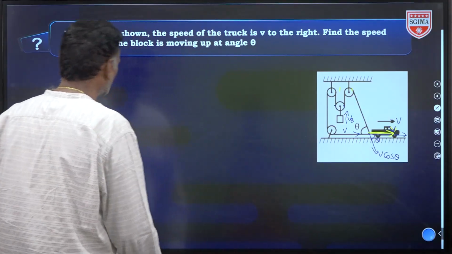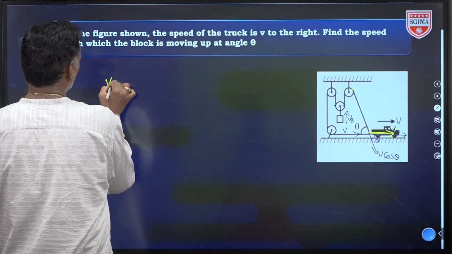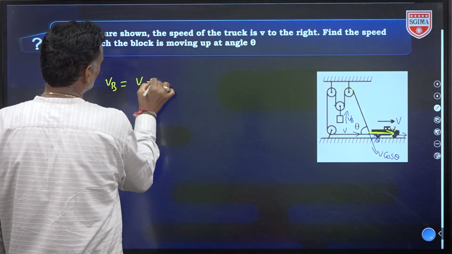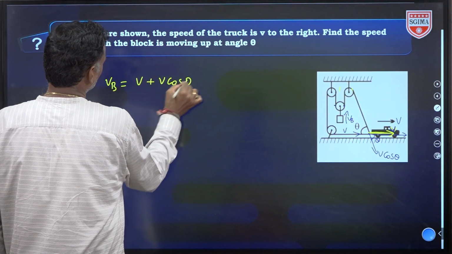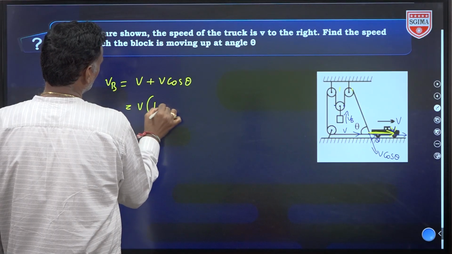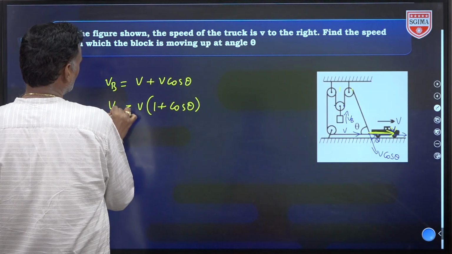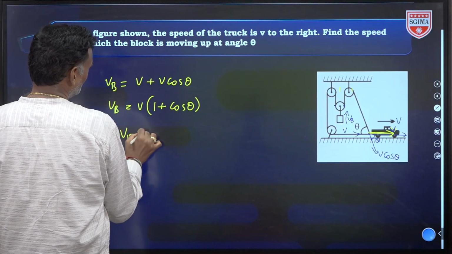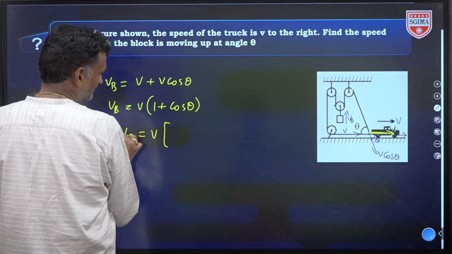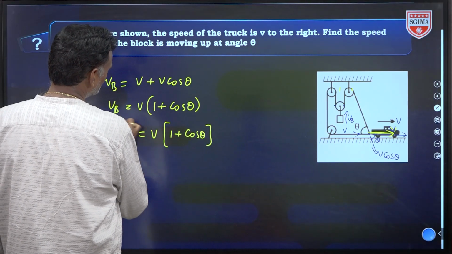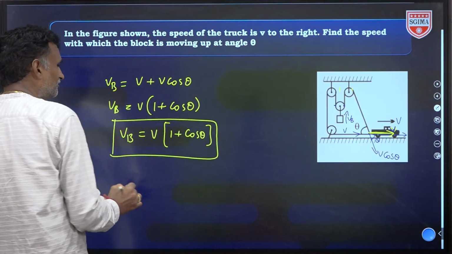So simply we can take vb equals v plus v cos theta, and we can take v common. So simply we can write v common, okay. So finally vb, otherwise v block, equals v times (1 plus cos theta), same answer only, okay. So here no need to simplify further.